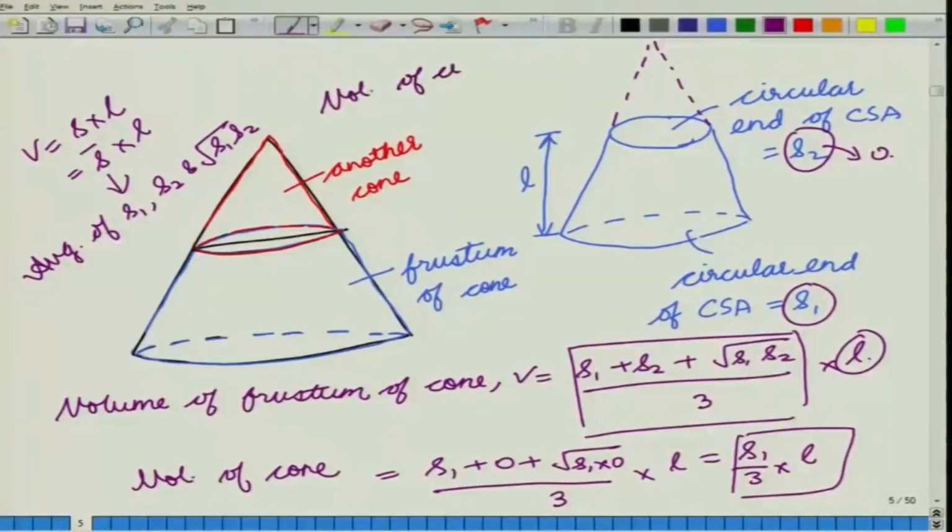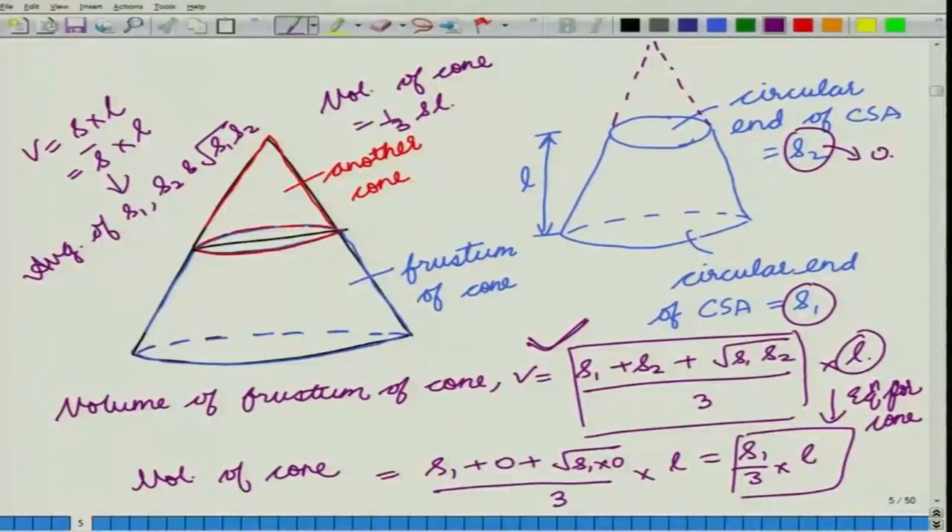Volume of cone is 1 by 3 S into L, where S is pi r square. So, by using this equation for the frustum, we can derive the equation for cone as well. So, this is one formula that you need to remember. The volume of a frustum of a cone is given by the average of S1, S2 and square root of S1, S2 multiplied by the length of the solid.